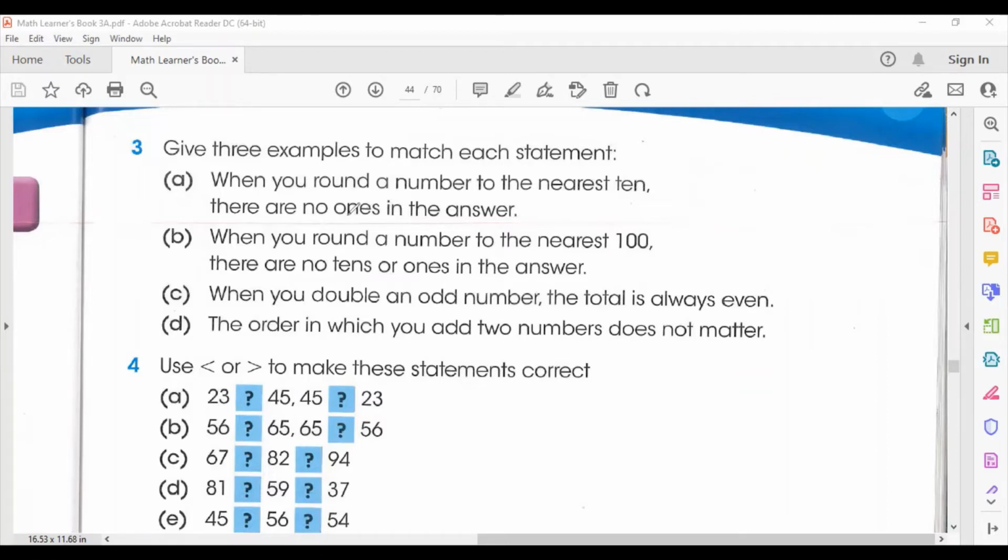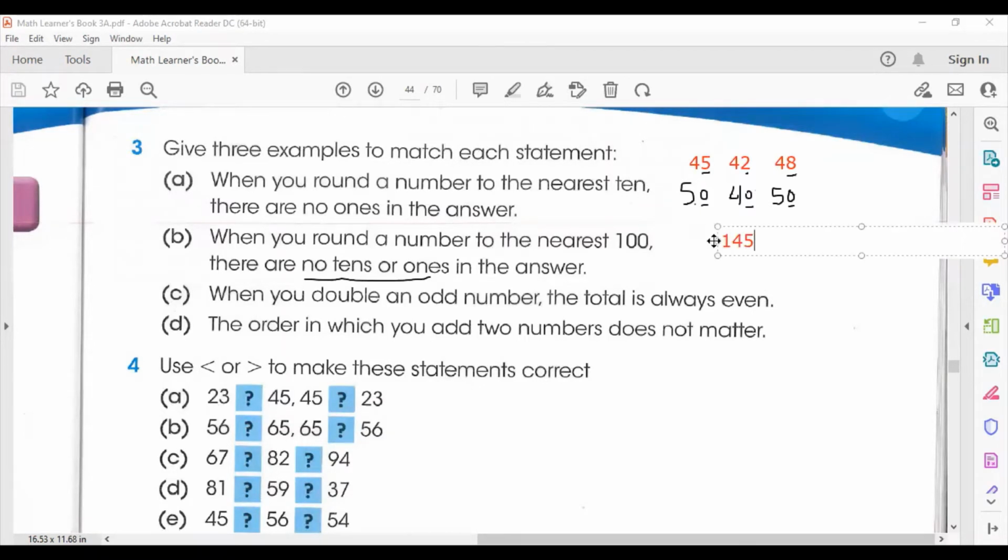Same like this when you're talking about when you round a number to the nearest 100. So here there aren't ones. In the nearest 100, the ones and tens both change into 0 0. So obviously there are no tens and no ones. Okay, there are no tens or ones in the answer. Obviously, I read only one example.